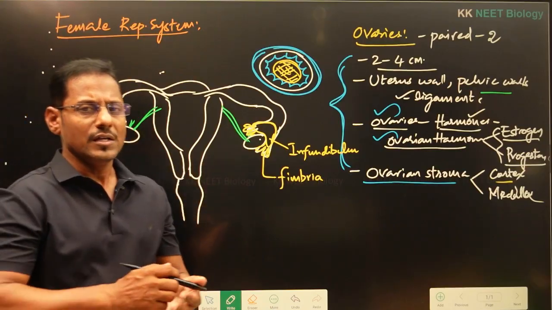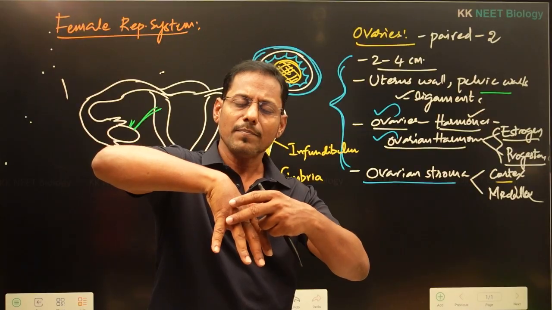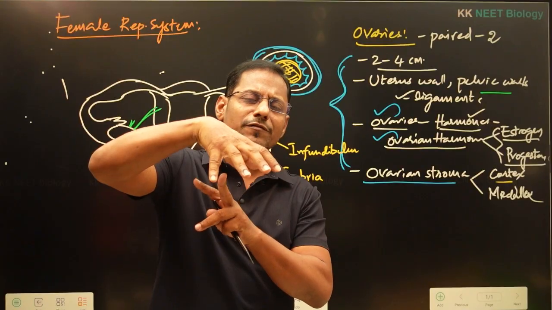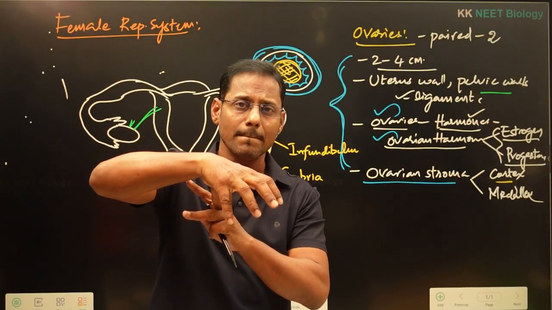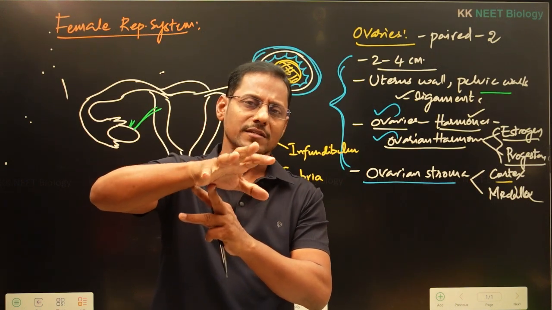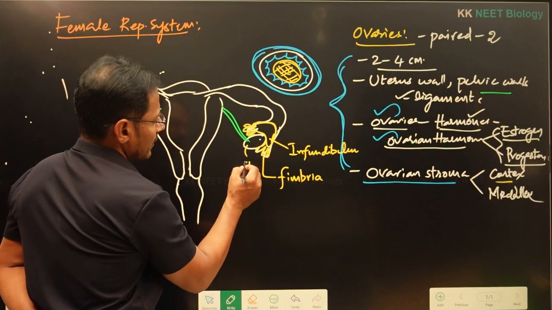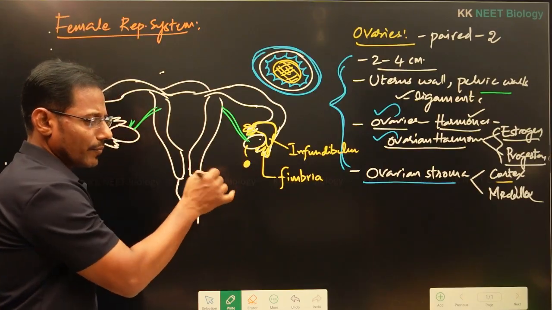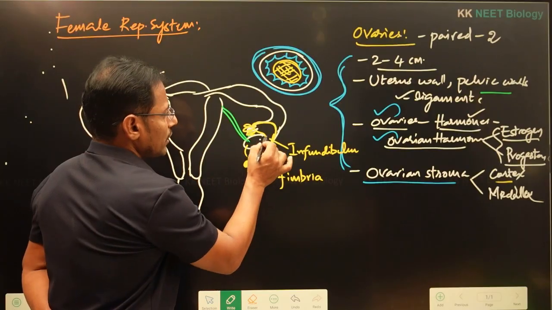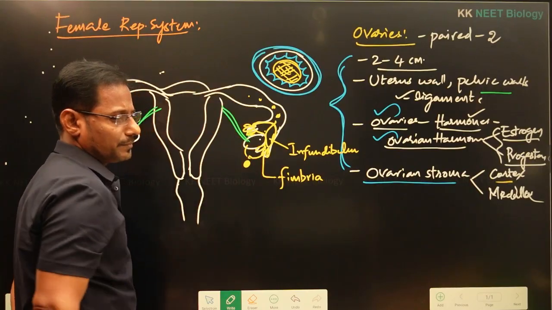If you look at my hand, this is the funnel-like shape. This is the infundibulum, right? And these are the finger-like structures, we call them fimbriae. These fimbriae are going to collect the ovum which is released from the ovary. They always move like this. So whenever the ovum is released from the ovary, the fimbriae collect this ovum into the infundibulum. Then it moves through the fallopian tube, right?